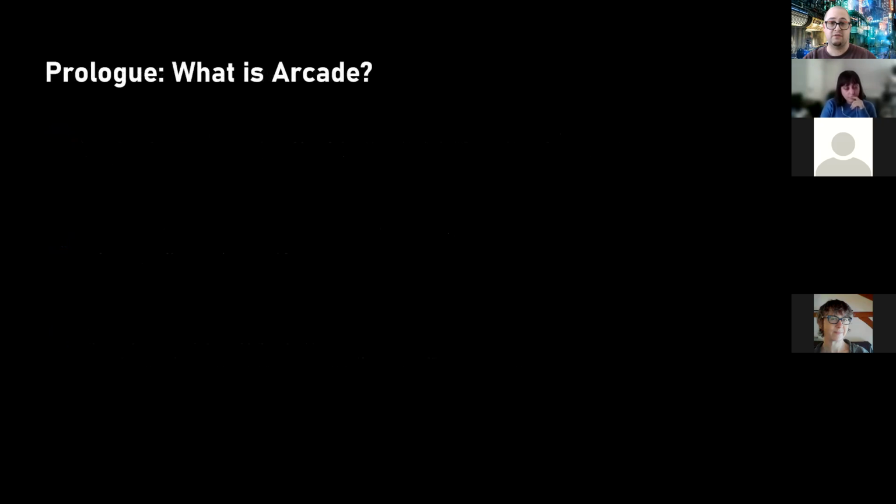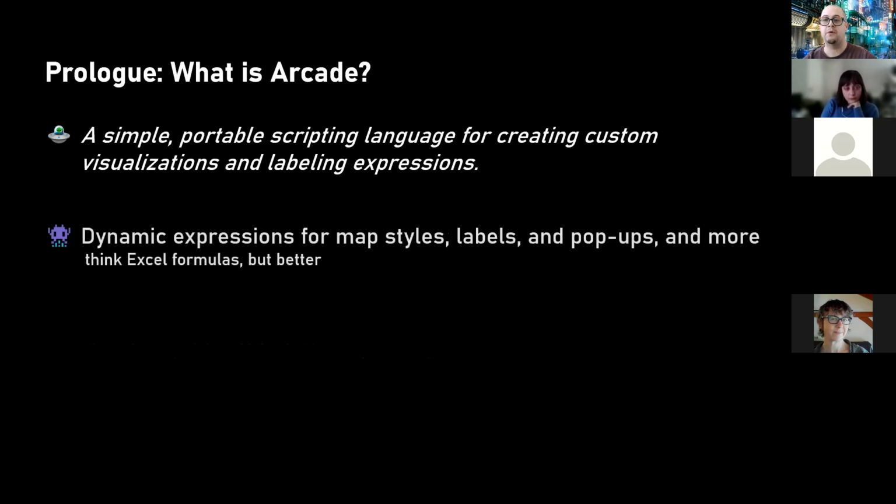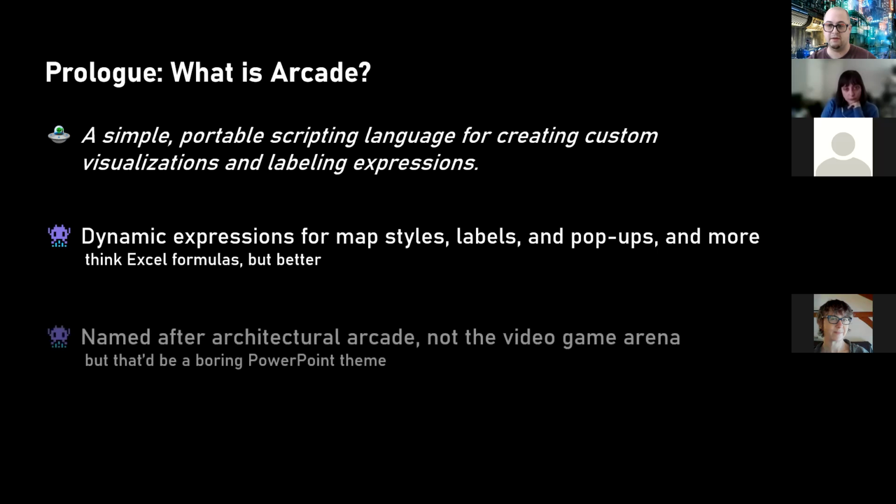So first things first, let's talk about what is Arcade. So this is Esri's definition. They call it a simple portable scripting language for creating custom visualizations and labeling expressions. But let's go a little deeper. So Arcade allows you to create dynamic expressions to use in map styles, in labels, in your pop-ups, and more areas. I like to think of it like Excel formulas, but better and more powerful. So it allows you to manipulate your data and do some really awesome stuff with it.